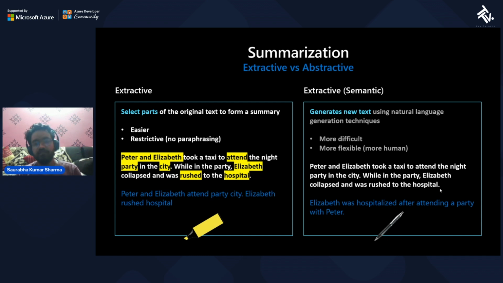Here I'm putting in the same text, but with abstractive summarization using a new natural language generation technique, and it gives me a more flexible or more generic view. It says: Elizabeth was hospitalized after attending the party with Peter. Here it is more accurate, giving me more clarity about the picture, like what is happening in the complete story.